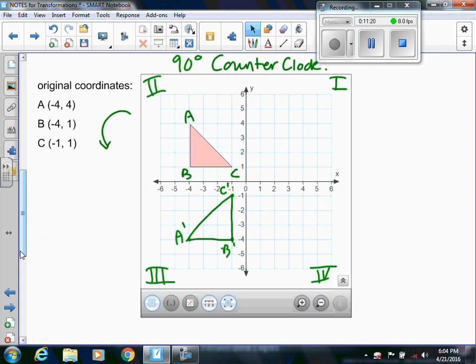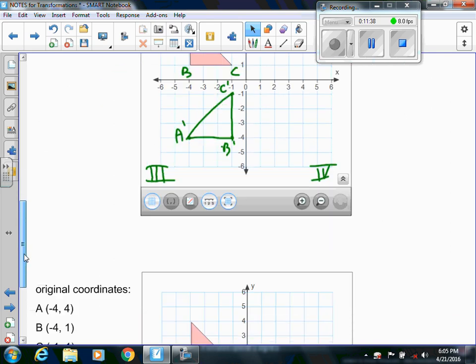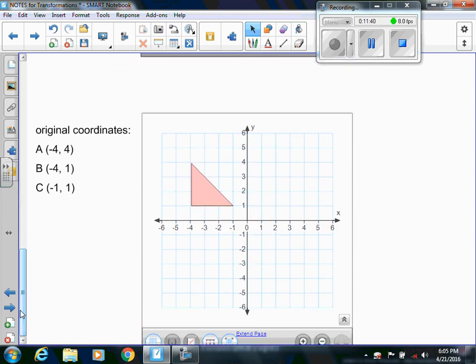So again, what are my new coordinates here? This is my new image coordinates. A prime is -4, -4, B prime -1, -4, and C prime -1, -1. So again, what happened to the original coordinates to get to these image coordinates? What do you think the rule might be? This one here, I'm going to tell you when you go to do the rule, I think you're going to find it pretty easy. This is my 180-degree rotation.